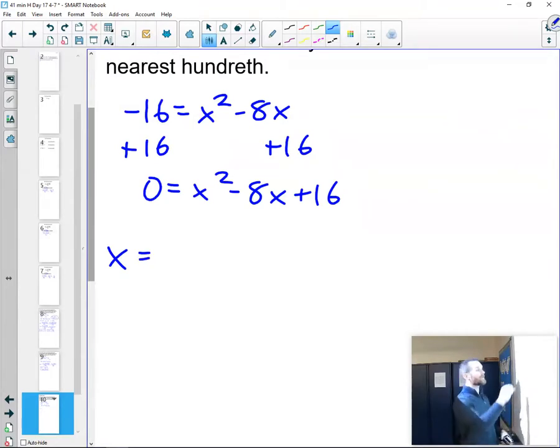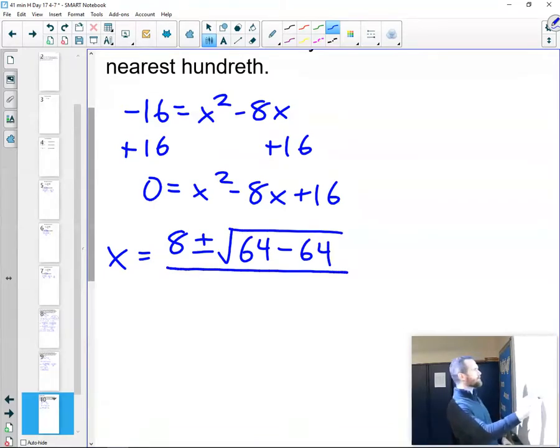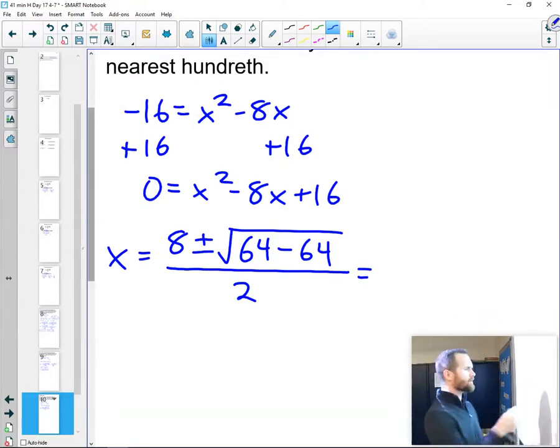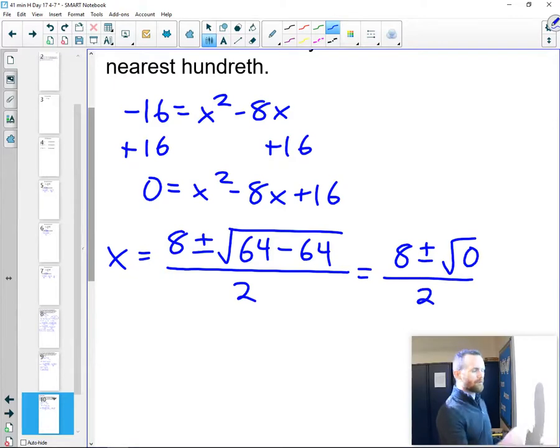So x equals negative b, which is positive 8, plus or minus the square root of b squared. That's negative 8 squared, that's positive 64. B squared minus 4ac, so that's going to be negative 4 times 1 is 4, times 16 is 64. Yep. Then that's all divided by 2a. That's 2 times 1, that's just 2. And if you're thinking ahead, you already see this, but let's just follow the steps. Let's pretend we don't see it. So it's 8 plus or minus the square root of 64 minus 64, which is 0, over 2.